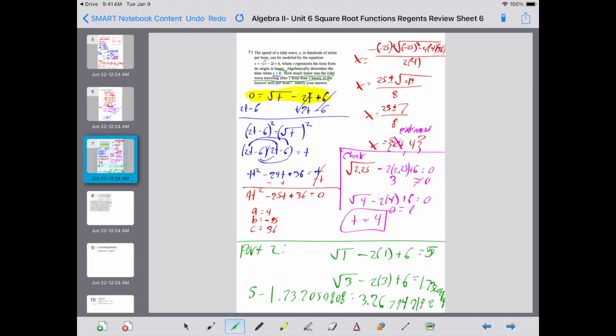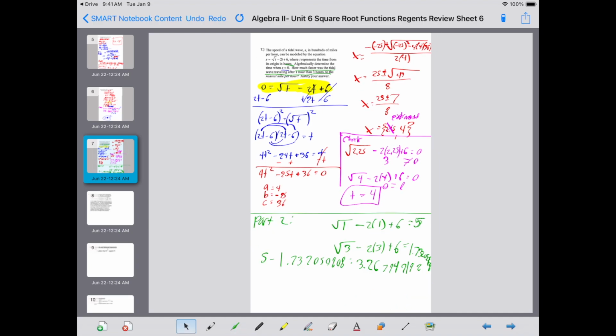It says to justify your answer, and it also says to the nearest mile per hour. So, say the tidal wave was approximately 3 miles per hour faster at hour 1 than hour 3. Okay.